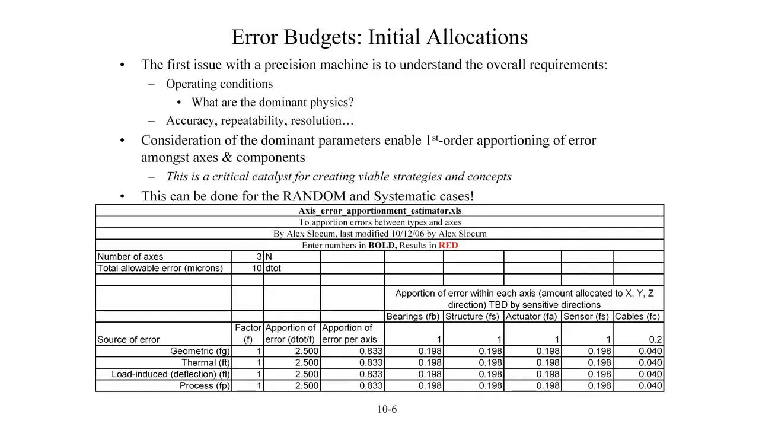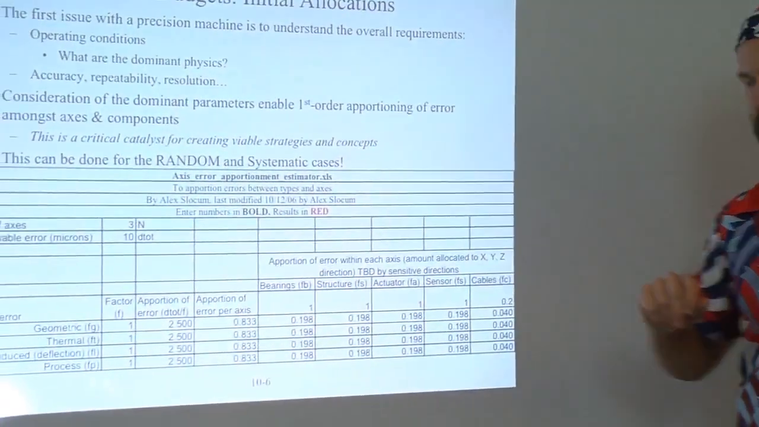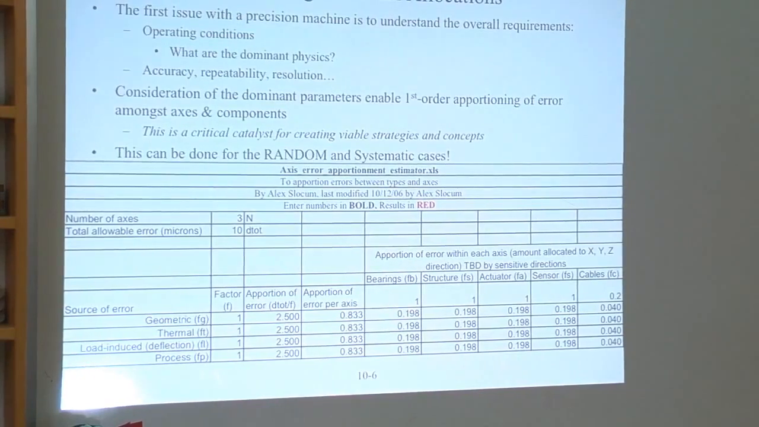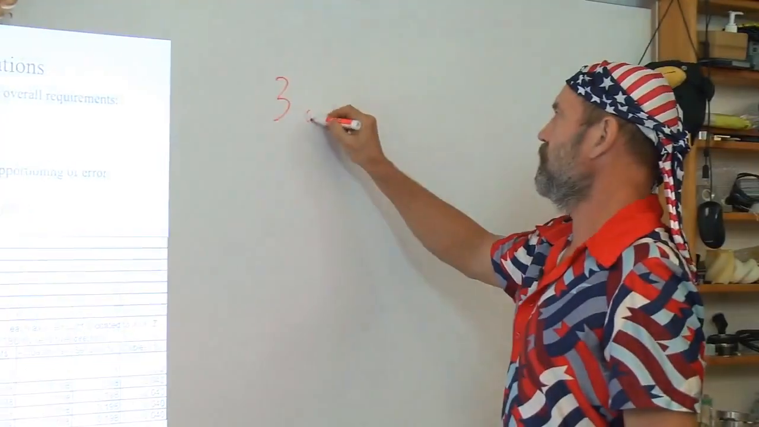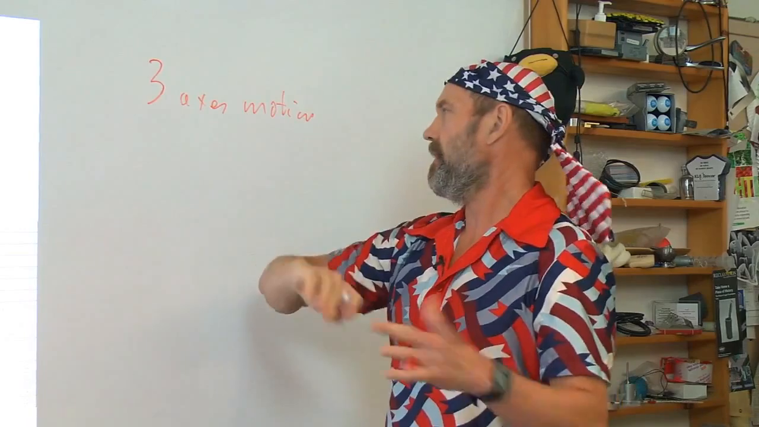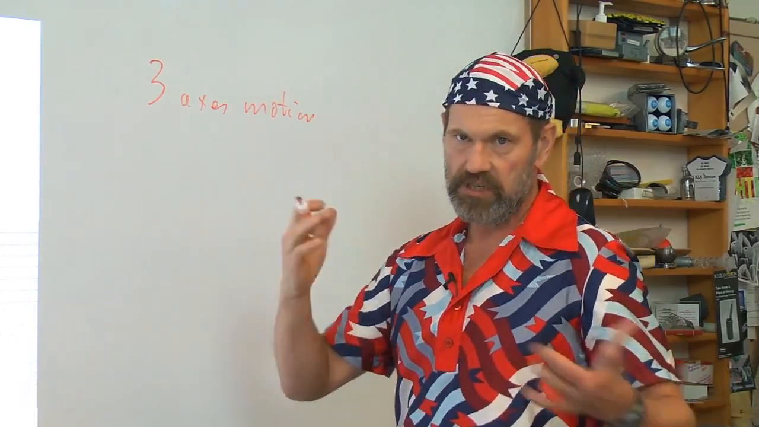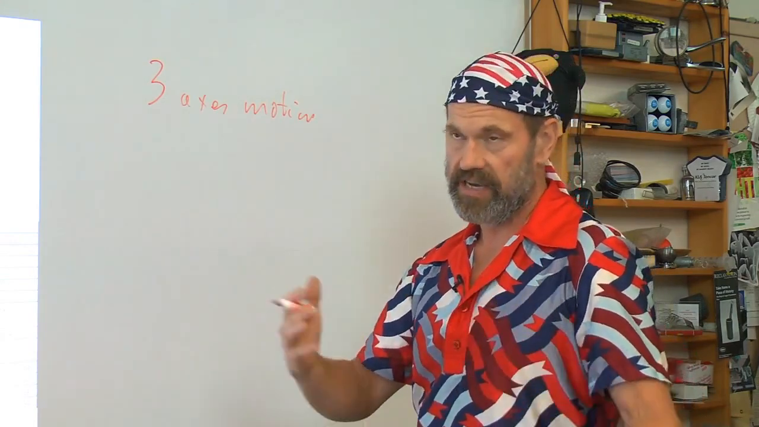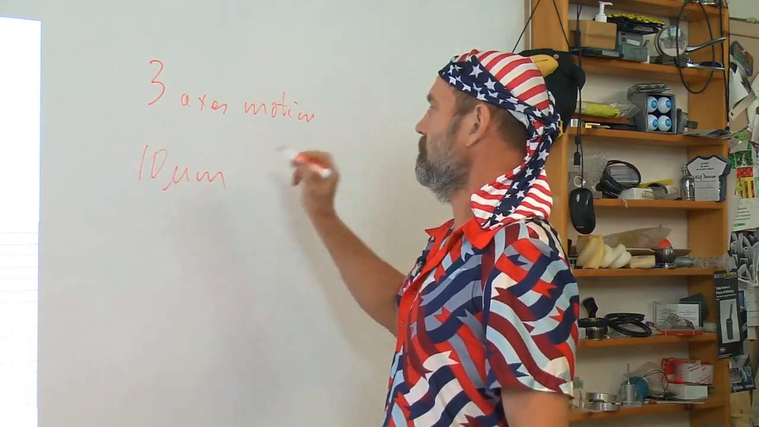So here's how I actually begin when I have to design a machine. This is a version of a spreadsheet that I will bring up here in a minute. It's called the Axis Error Apportionment Estimator. What this does is it says, okay, customer says, I want 3 axes of motion. And in the end, I need the tool to be accurate to the workpiece or repeatable to the workpiece. You just have to know which you're dealing with, repeatability or accuracy. But we'll stick with accuracy for now, of 10 micrometers.